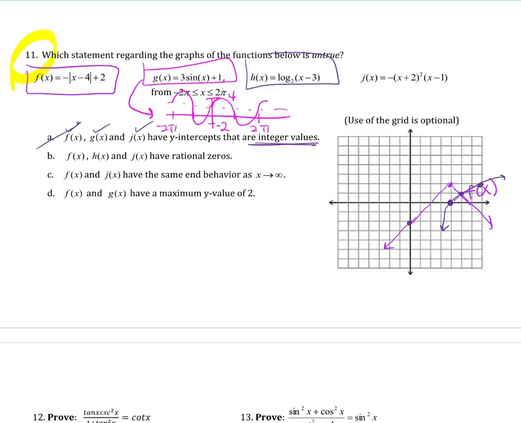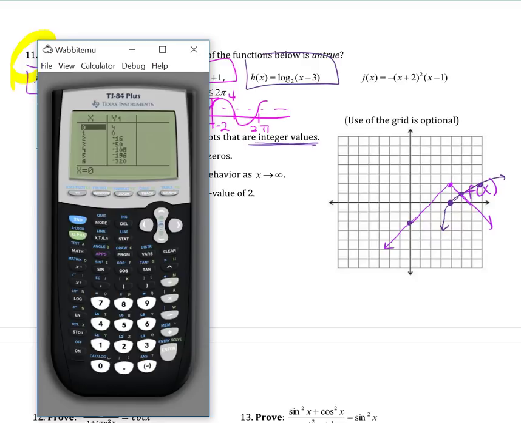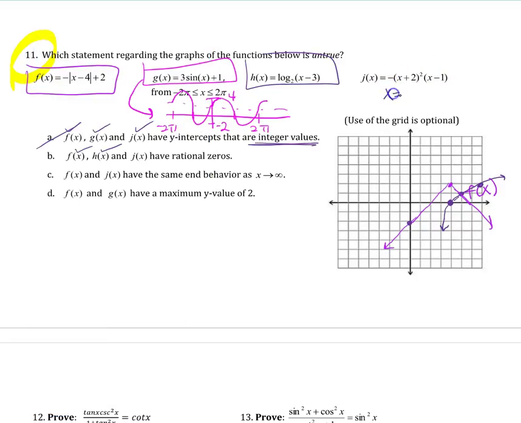F of x, h of x, and j of x have rational zeros, meaning no imaginaries. F of x has rational zeros. They cross the x-axis nicely. So that checks. H of x is our log graph. It has a nice 0 over here at 4. So that checks. And lastly, j of x, that's this one over here in my calculator. If I go back to the graph and look at its intercepts, I don't even know why I'm doing that. I could just look at the function. Its zeros are negative 2 with a multiplicity of 2, and 1. So that checks. Those are all rational.